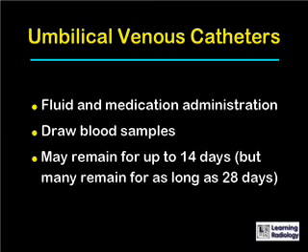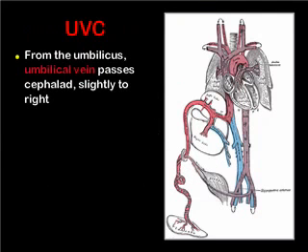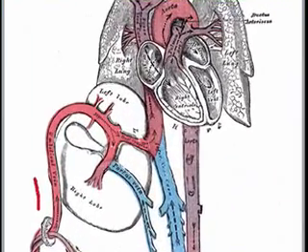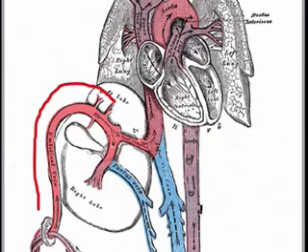Umbilical venous catheters are used for fluid and medication administration and to draw blood samples. Although they can remain for up to 14 days, they very frequently stay in place for as long as 28 days. Umbilical venous catheters begin at the umbilical vein. They then extend slightly to the right as they join the left branch of the portal vein. They enter the ductus venosus, then the inferior vena cava.